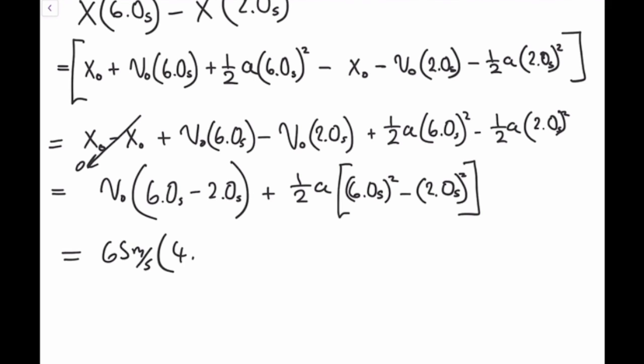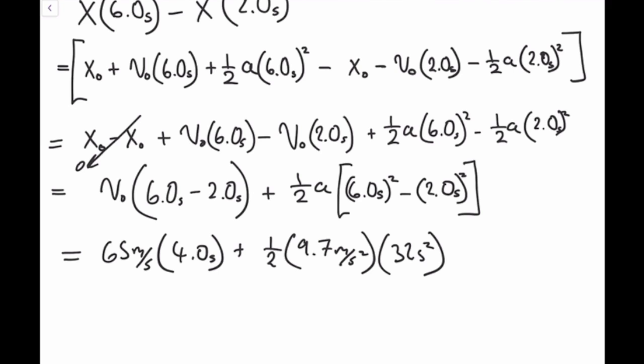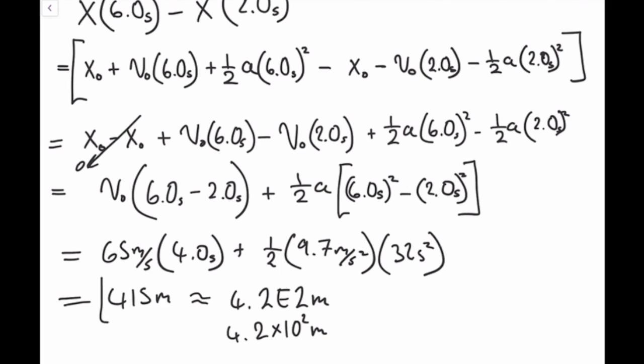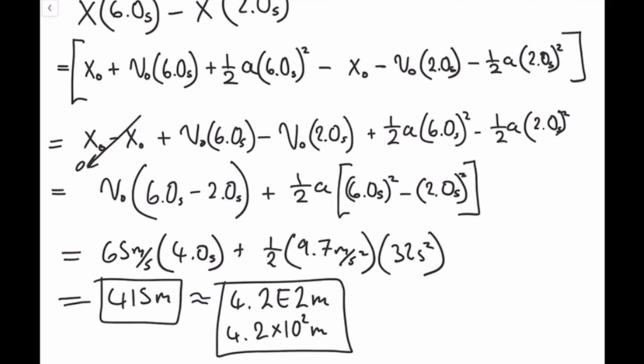6 minus 2 is equal to 4 seconds, plus 1/2 the acceleration, which, if you remember, was 9.7 meters per second squared. The change in time for the squares is 6 squared minus 2 squared, which is 32 seconds squared. That equals a displacement of 415 meters. This is my answer, and I could give it in scientific notation as well.